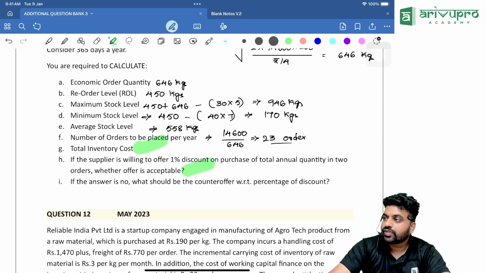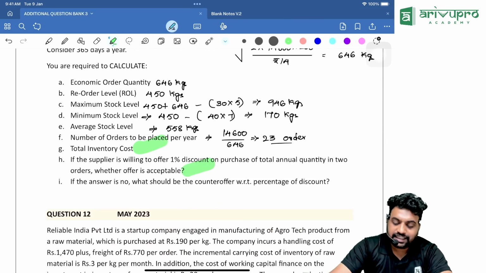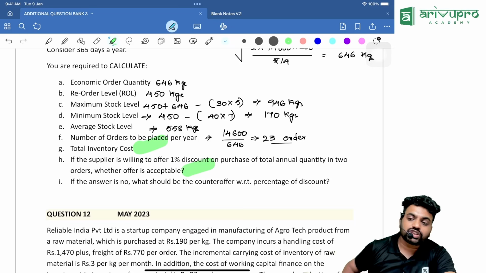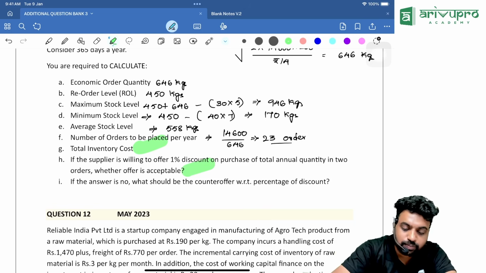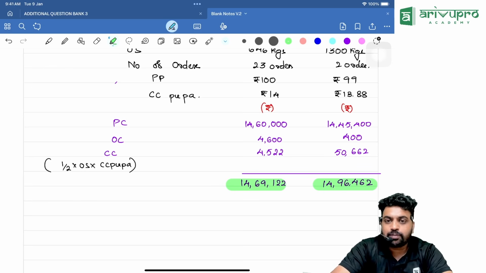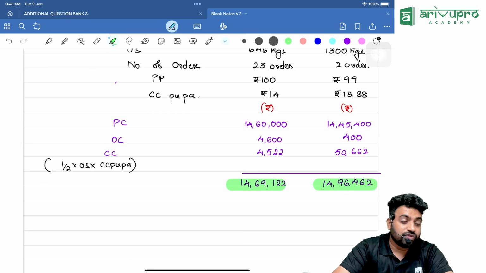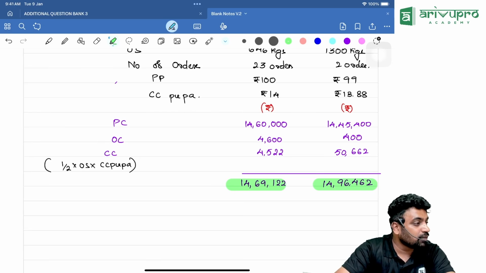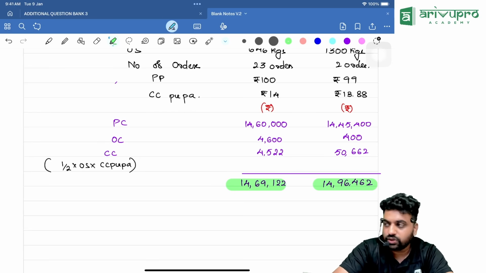This one also. Now it is very important, guys. If the answer is no, what should be the counter offer? What should be the counter offer relating to percentage of discount? That is, if they give what percentage of discount, you are going to accept. I told you yesterday itself, you are going to accept if at all your quantity discount total cost is less than EOQ. We will consider even sometimes if it is equal to EOQ.